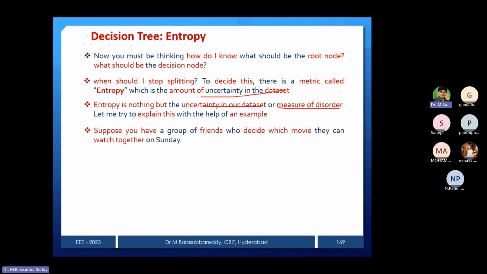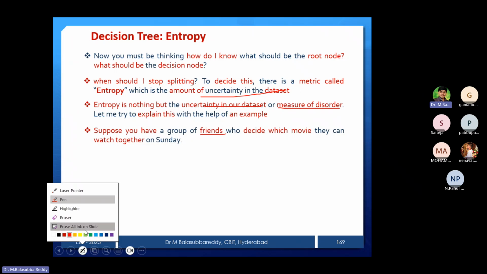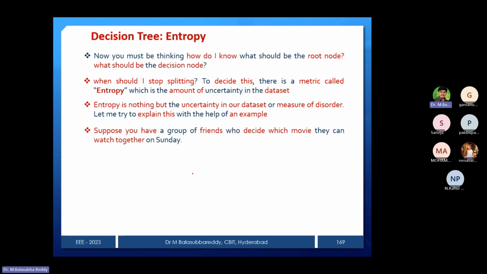Suppose you have a group of friends. Try to understand this. All our problems, like what I showed you in the previous slide, may come with new data. In the exam, they may give future data or a new data set and ask what your target is, based on the data sets available previously.